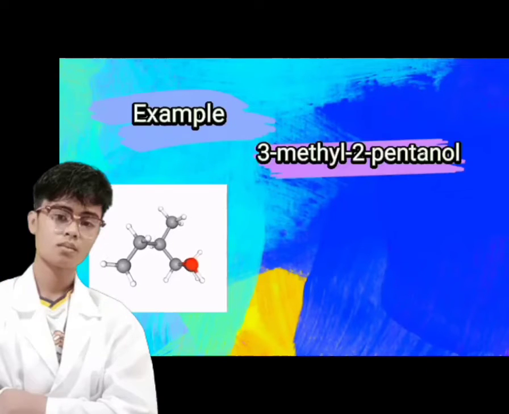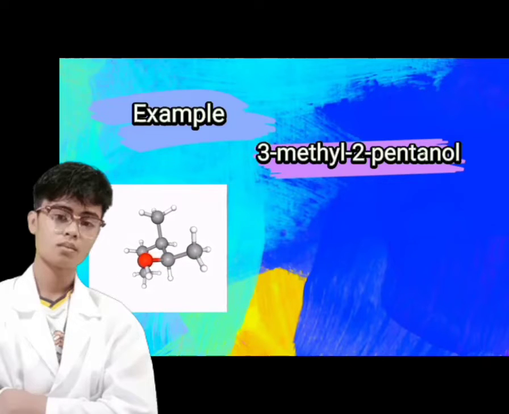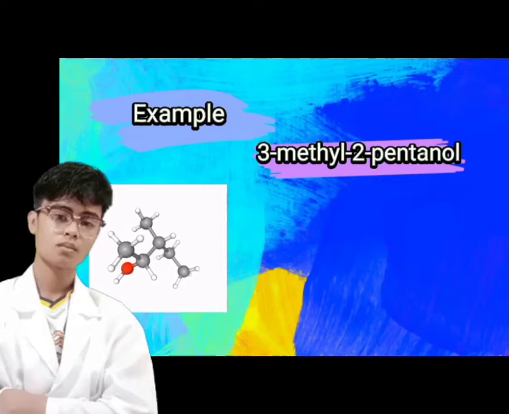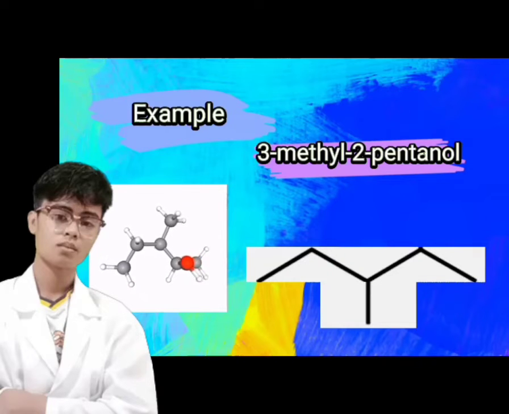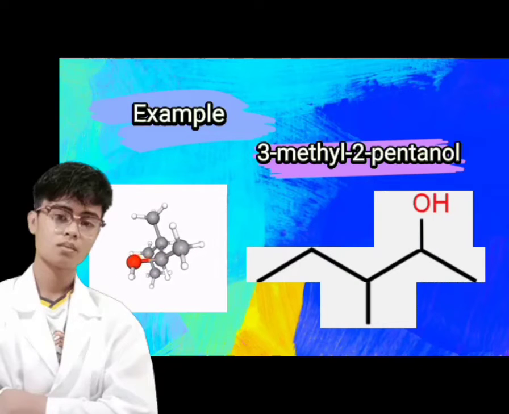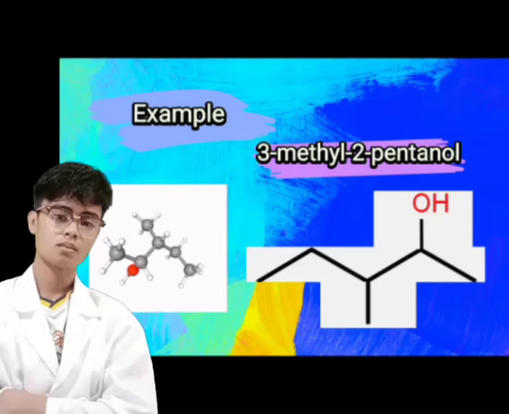For this example, 3-methyl-2-pentanol. The ending OL indicates an OH functional group. The pent stem tells us that there are 5 carbon atoms in the longest carbon chain. We start by drawing a chain of 5 carbon atoms. The numbers indicate that there is a methyl group on the 3rd carbon atom and an OH group on the 2nd carbon atom. Now, this is our structure of 3-methyl-2-pentanol.